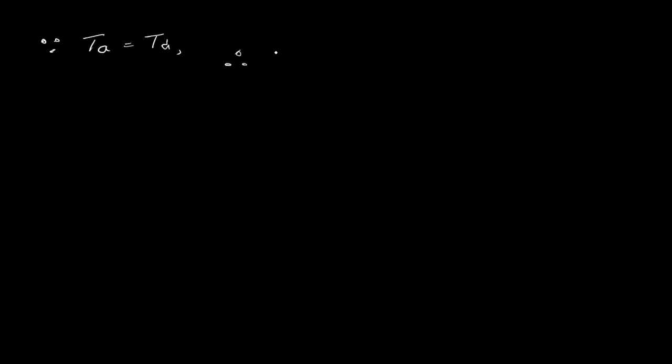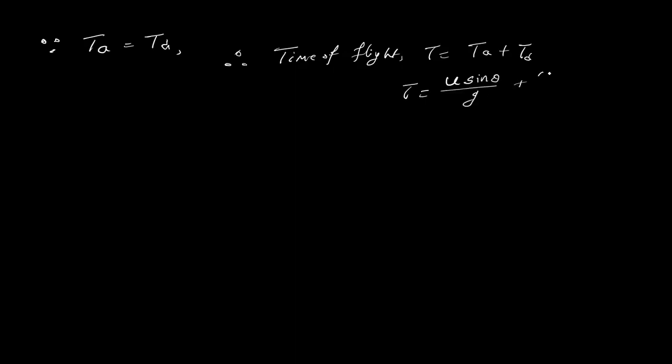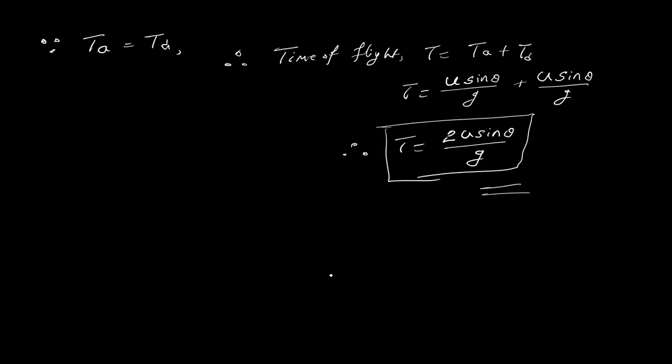Okay, therefore, total time of flight T is equal to TA plus TD. So time of ascent is what? u sine theta by g. Even time of descent is also the same. Therefore, it becomes 2u sine theta divided by g. Okay, this is the method to find out the time of flight.